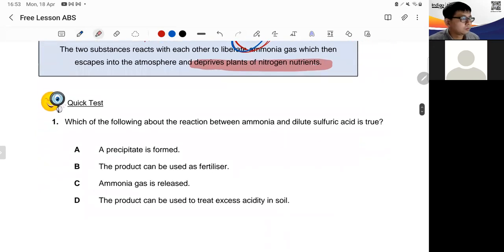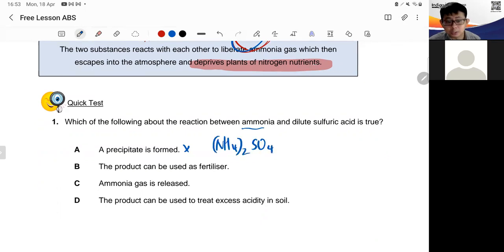Okay, moving on. What about the reaction between ammonia and dilute sulfuric acid is true? Okay, let me just go through one by one. A precipitate is formed? Nope, because the product, this is ammonia, the product is probably ammonium sulfate.